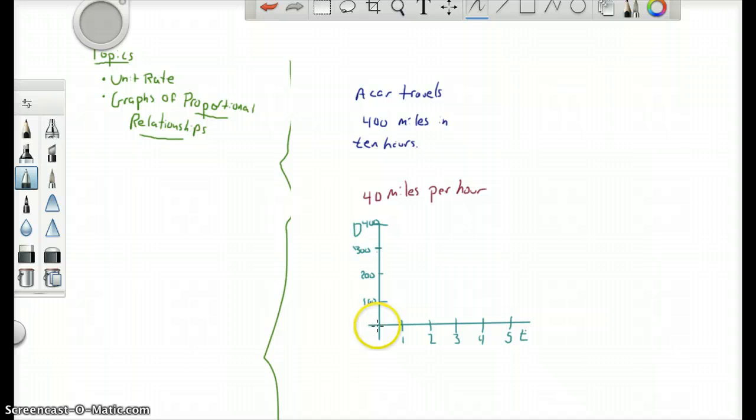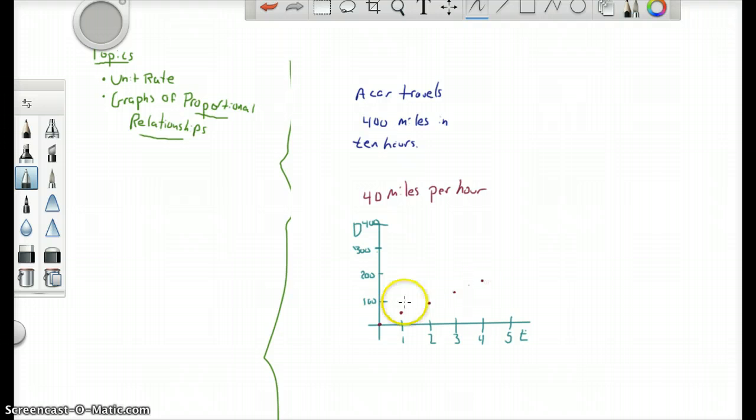So I know if the car's traveling 40 miles per hour, that means after 1 hour, and let me go to red, we're going to travel 40 miles. So I'm going to put that right about here. Okay. And of course, after 0 hours, it's really traveled 0 miles. So that goes right at the origin here. After 2 hours, how far is the car going to have gone? Well, that's clearly 80 miles. 3 hours is 120. 4 hours brings us up to 160 miles.